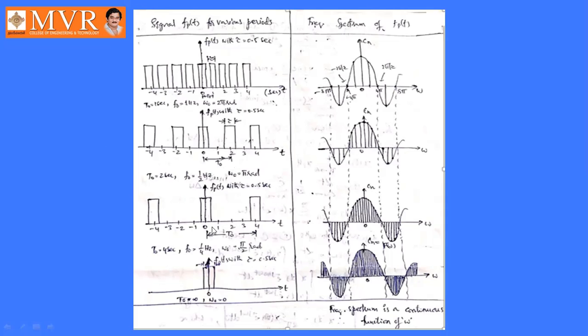Then the third diagram. Here the time period is larger, that is 4 seconds. So frequency is 1 by 4 and omega naught is pi by 2 radians only. So it will become 2 times denser than this.